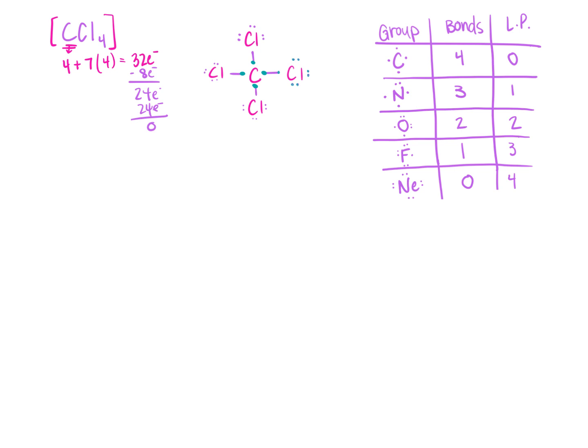Okay, so we're going to look at H2O. First is to count the valence electrons. So hydrogen each gives us 1. There's 2 of them. And oxygen gives us 6. That gives us a total of 8 electrons.